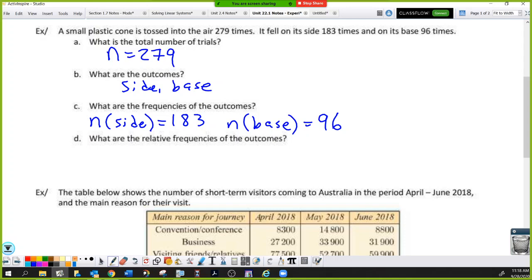Now when it asks for the relative frequencies, that is the probability that it happened in that experiment. So the relative frequency would be written as P of, and I'm kind of jumping the gun a little bit on these symbols, but this is how it looks. So P of side, that means probability of side, is 183 out of 279.